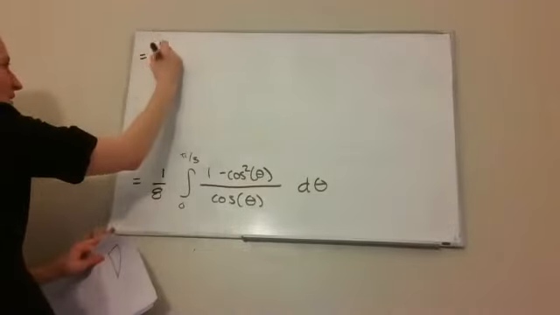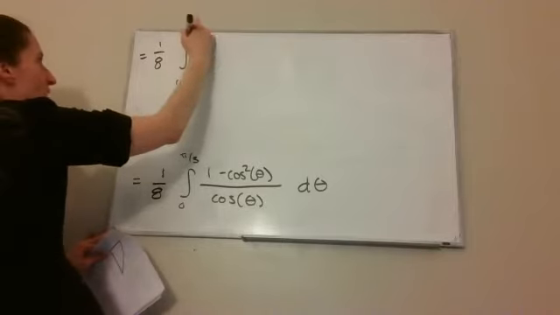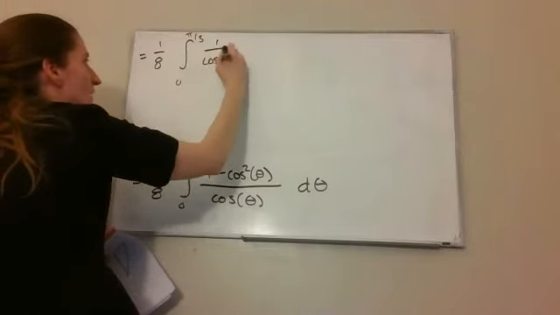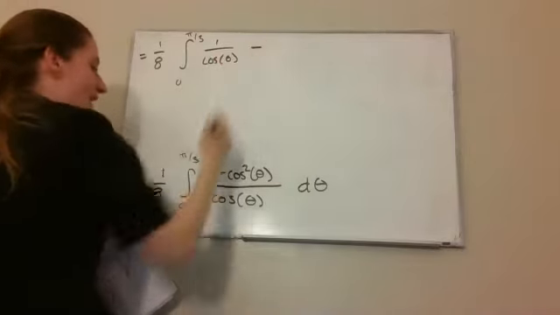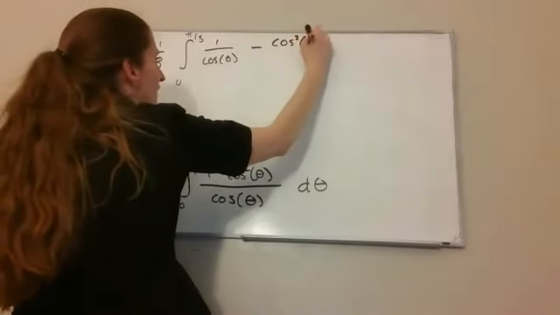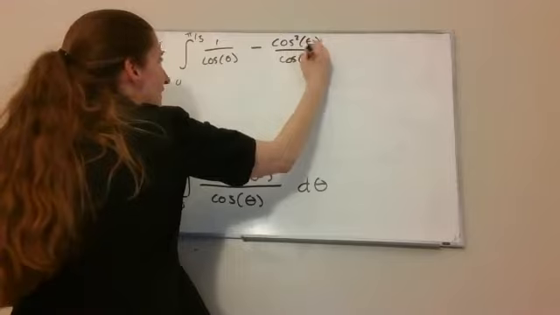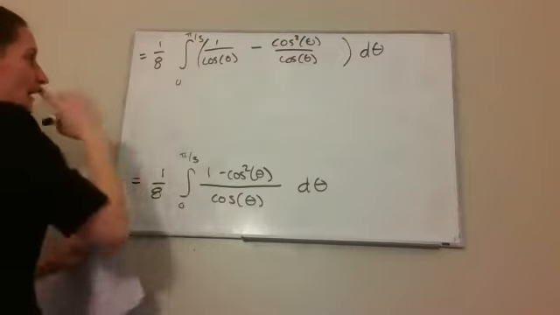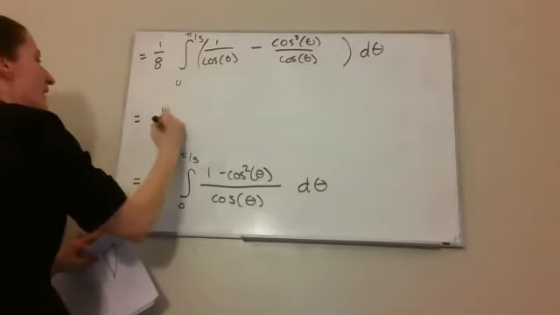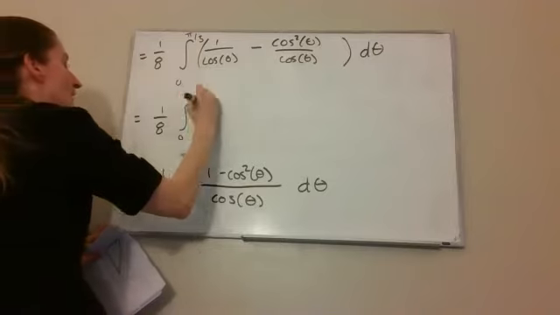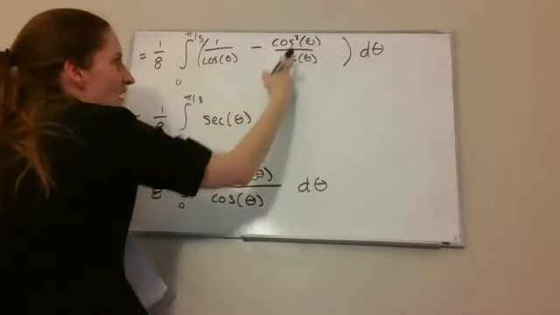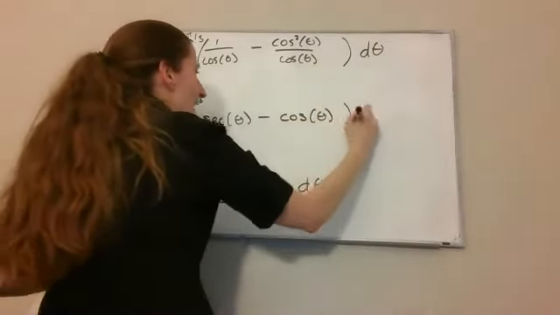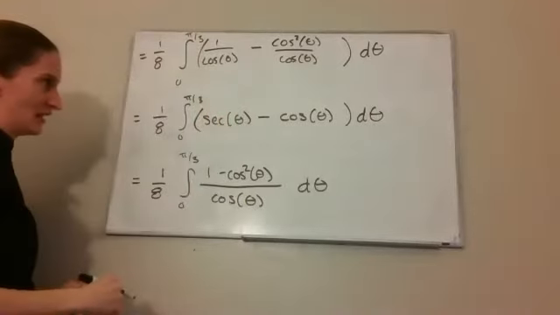So I get 1/8 integral from 0 to pi/3 of 1 over cosine theta minus cosine squared theta over cosine theta d theta. And now we're good to go, because 1 over cosine theta is the same thing as secant of theta, and cosine squared over cosine is just cosine. And this is something I can take the antiderivative of.